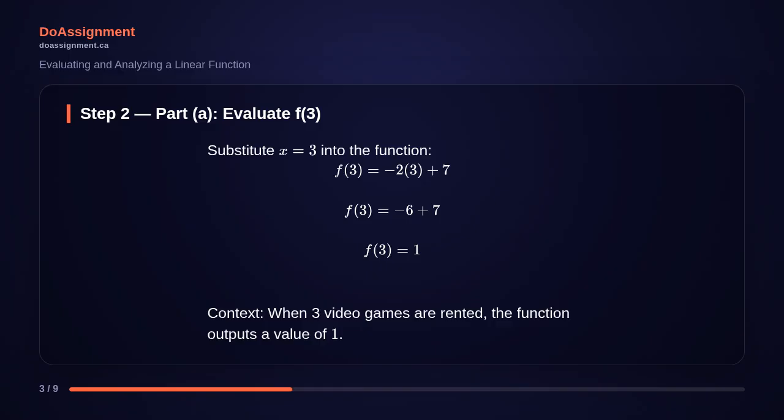For part A, we substitute x equals 3 into the function. Negative 2 times 3 is negative 6, and negative 6 plus 7 equals 1, so f of 3 equals 1. In context, when 3 video games are rented, the function outputs a value of 1.